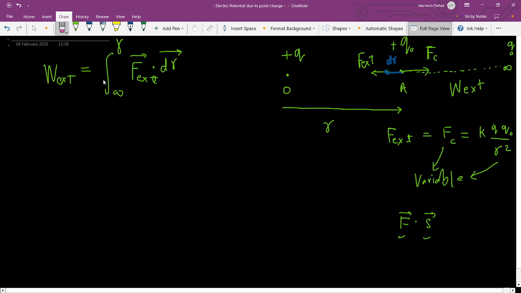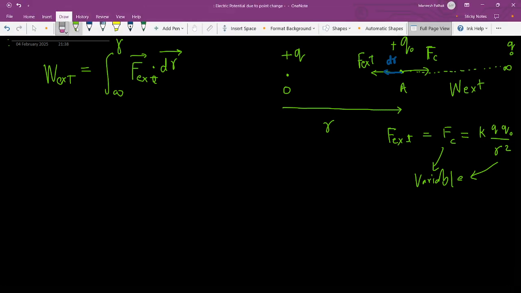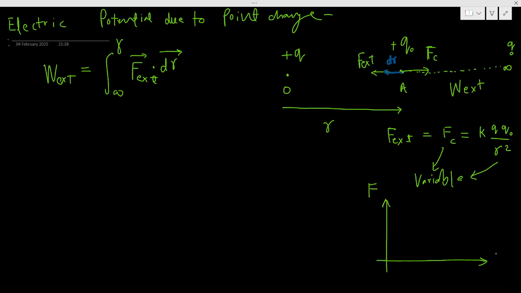When you come closer to the charge Q, what will happen? I'm drawing a short graph here for the explanation. See here, this is a force versus R graph. Here force is not constant. Force is not like this. Here force is variable. How is it changing? It is changing like this.